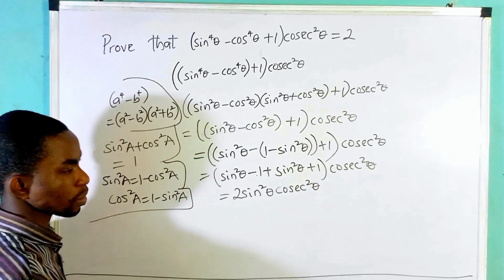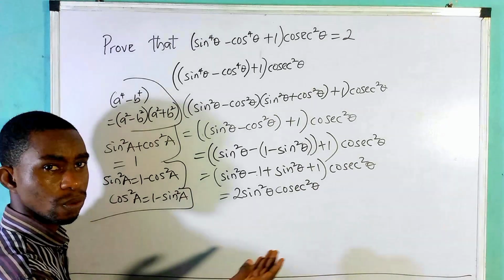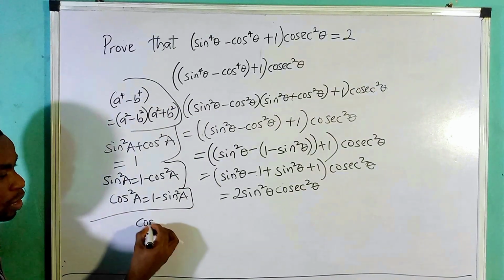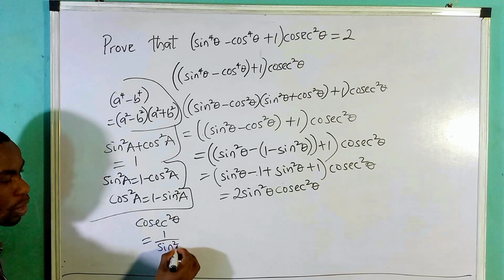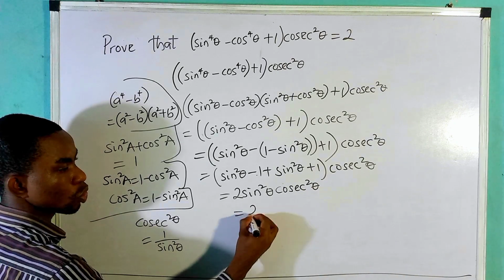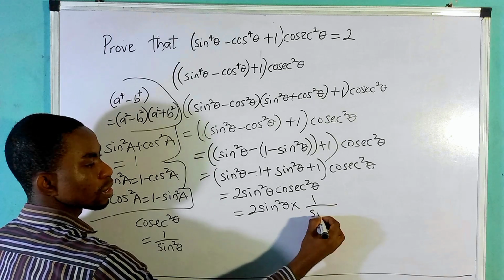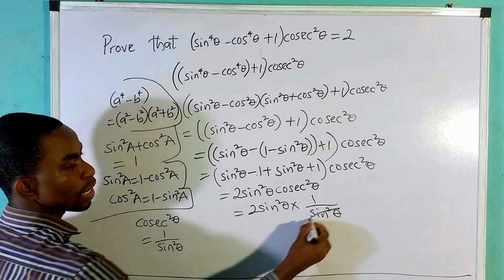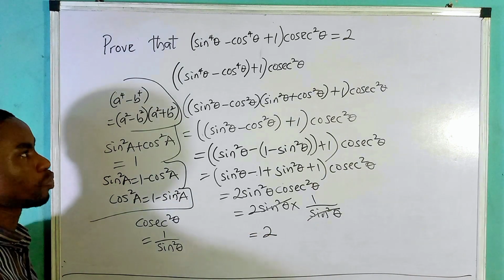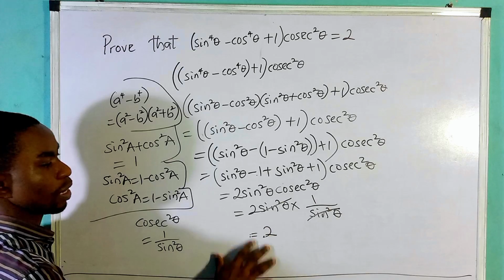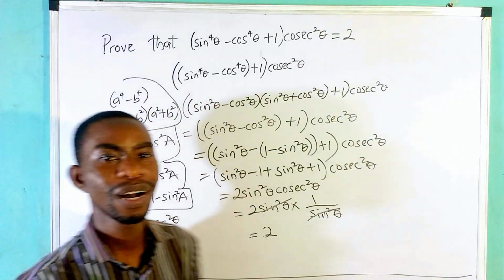I hope you are following. Now the next thing is, we can still break cosec square theta down. Cosec square theta is the same thing as 1 over sine square theta. So this is 2 sine square theta multiplying 1 over sine square theta. And then sine square theta cancels itself, and we are back to 2. The question says we should prove that everything we have here is equal to 2. That's my proof for this particular problem.